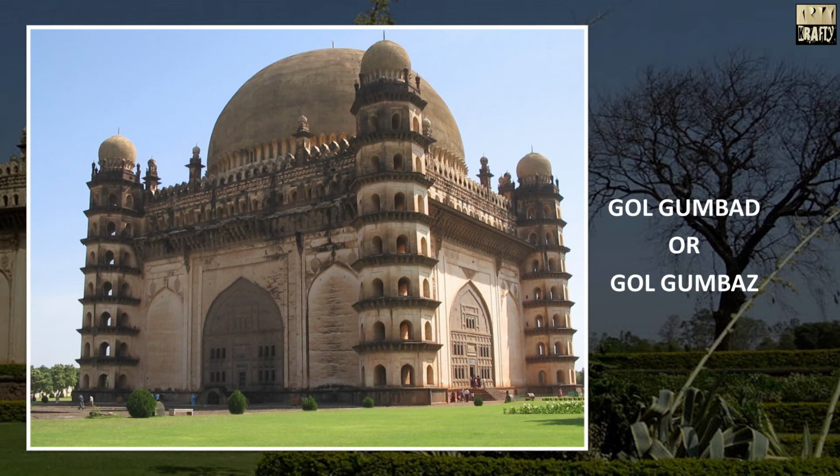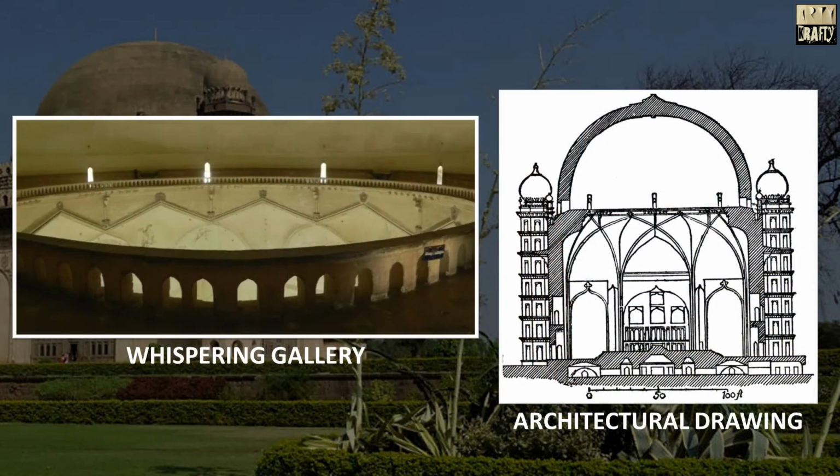This is the picture of Gol Gumbad or Gol Gumbaz. The picture at the left shows the Whispering Gallery. At the right, there is the architectural drawing of the Gol Gumbad.